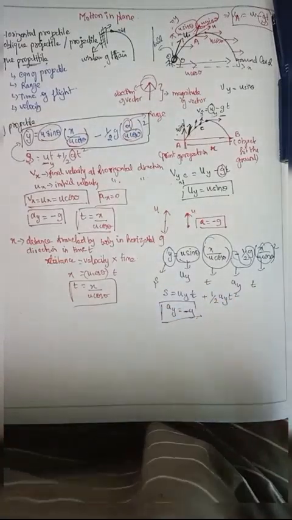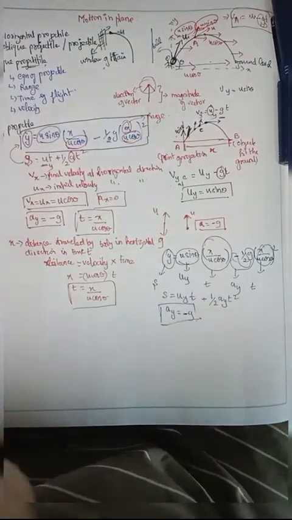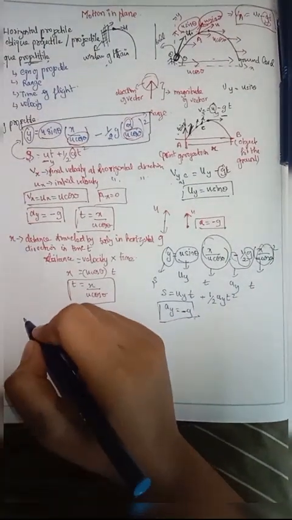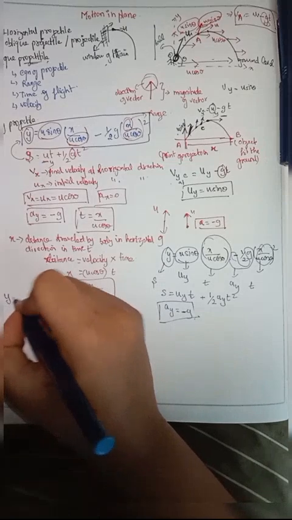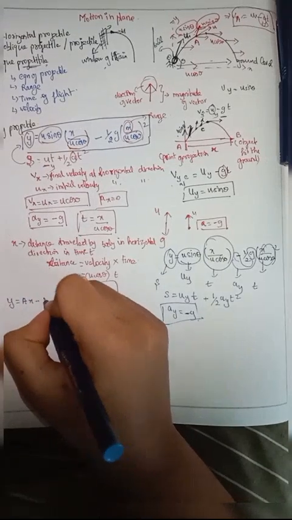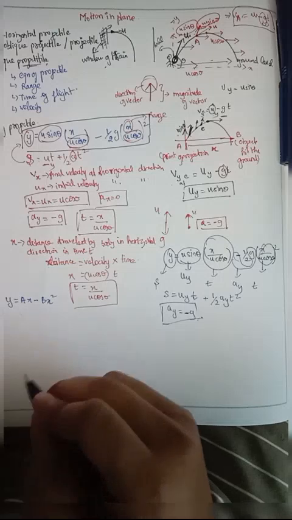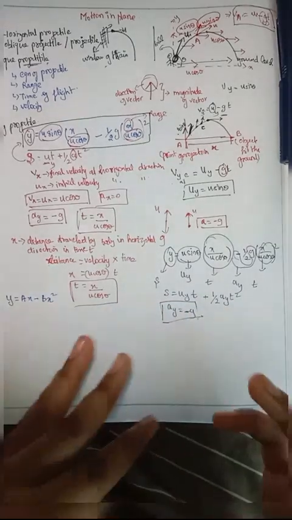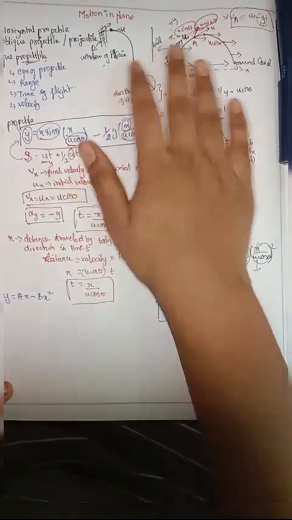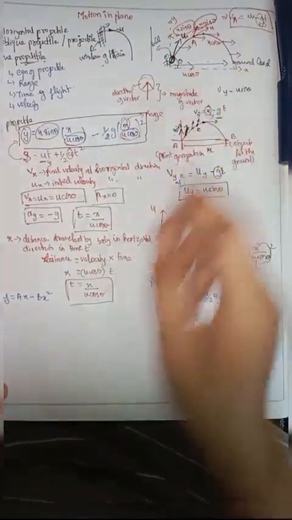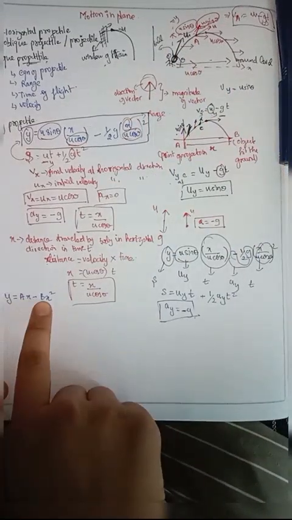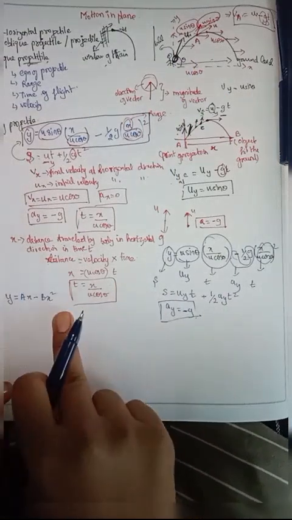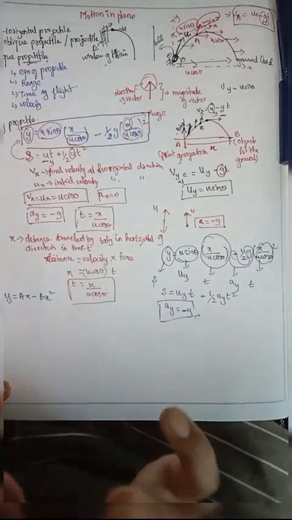Let's simplify this equation further. In simple terms, we can consider this equation as y equals ax minus bx square. What does ax minus bx square represent? See, this equation is a parabola. In a projectile, y is a function of x square. This is a constant term, you negate that. So this is the equation of a parabola.